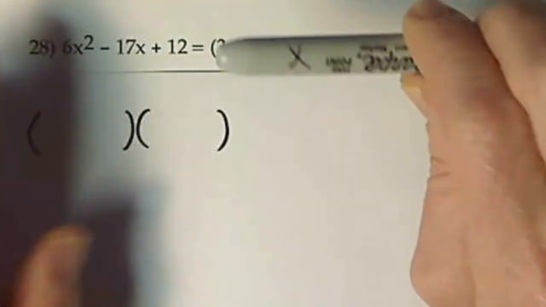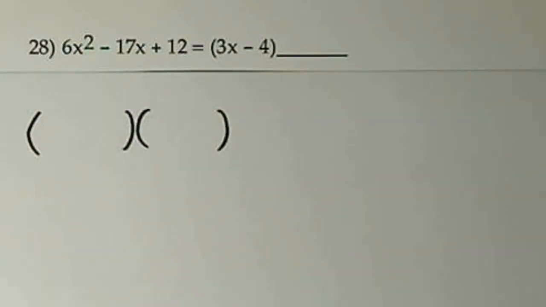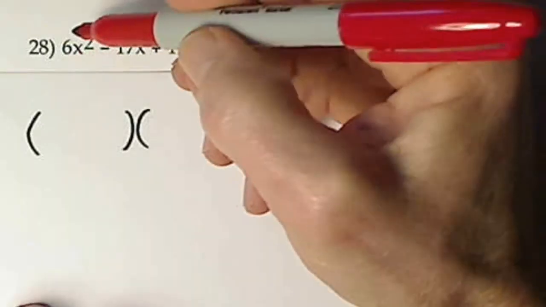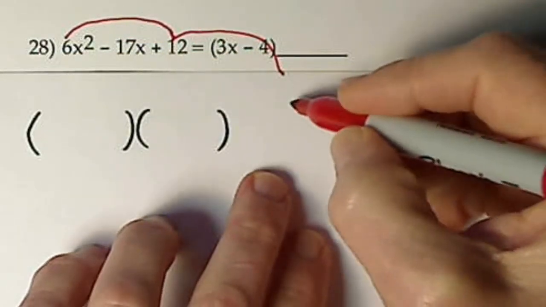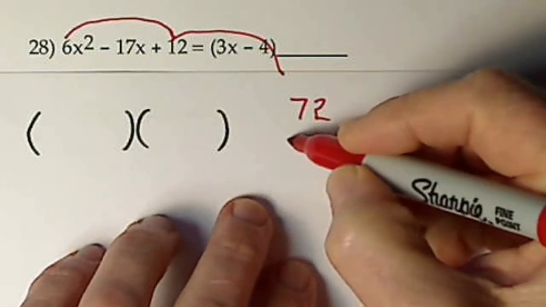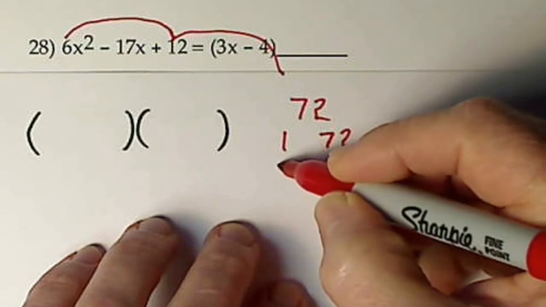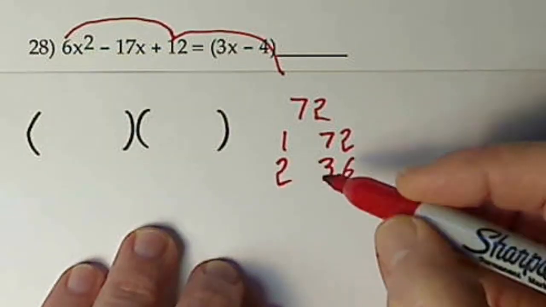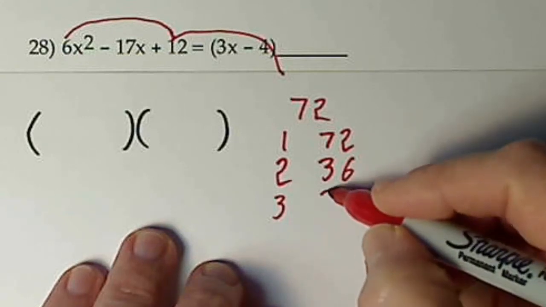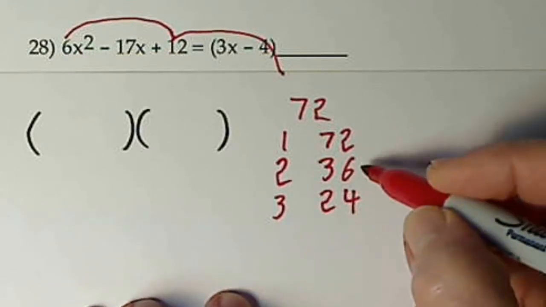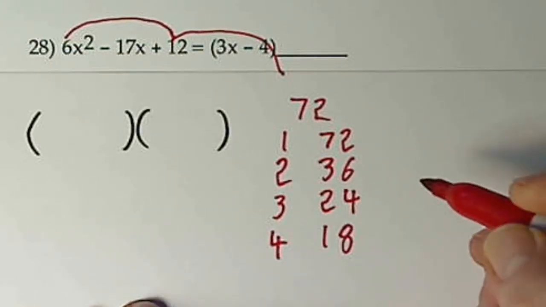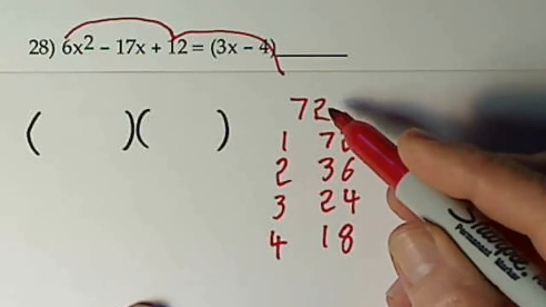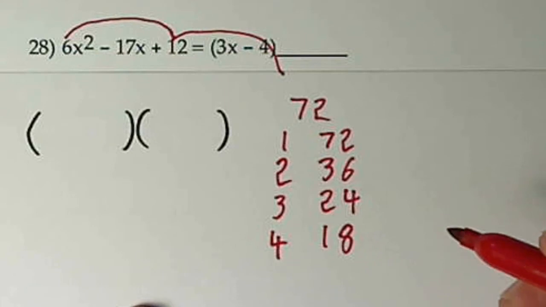Then if there's something in front of x squared, you can use the box method or factor by grouping. I tend to prefer the box, so that's what I'll do. Multiply first times last, and that gives you 6 times 12, which is 72. You list all your factors: 1 and 72, 2 and 36, 3 definitely goes in there 24 times. 4 goes in because that's even, so 4 and half of 36 is 18. 5 won't work. 6, yeah, because twice 3 is 6.